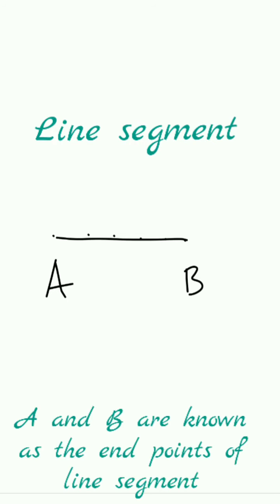So a line segment is a straight path containing the points A and B and all the points between A and B. And this line segment can be named like this, AB. Then we will draw a small bar above AB.